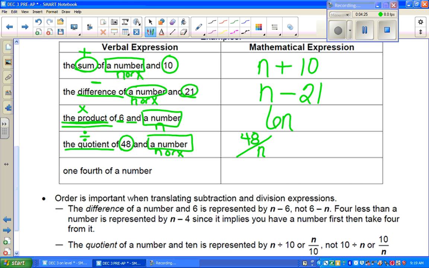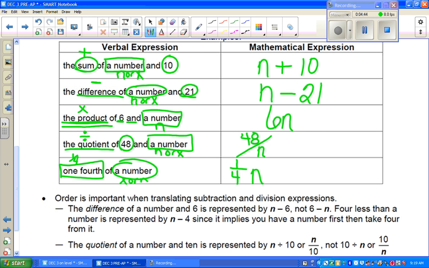The last one, 1/4 of a number. When you see the word of, that is your cue to multiply. So we have 1/4 of, so 1/4 times n, or in this case, 1/4 n.